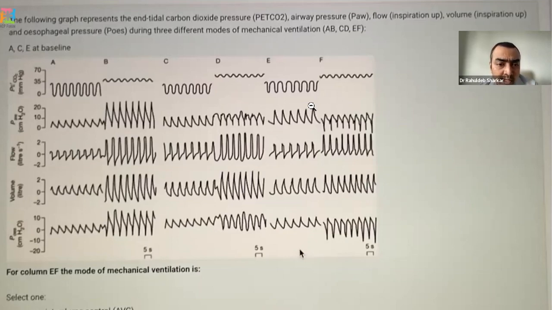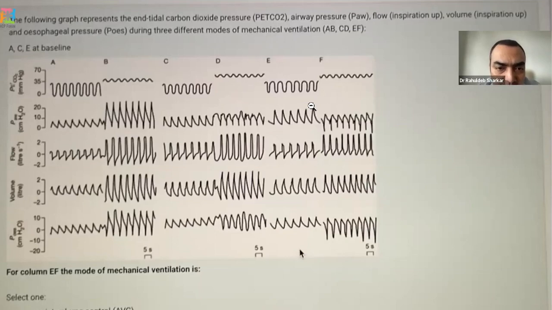Because like I said, there is a negative pressure being created right at the beginning. So there is a patient effort. And if it's a volume control, then the flow stays the same, more or less, for the time of the inspiration.